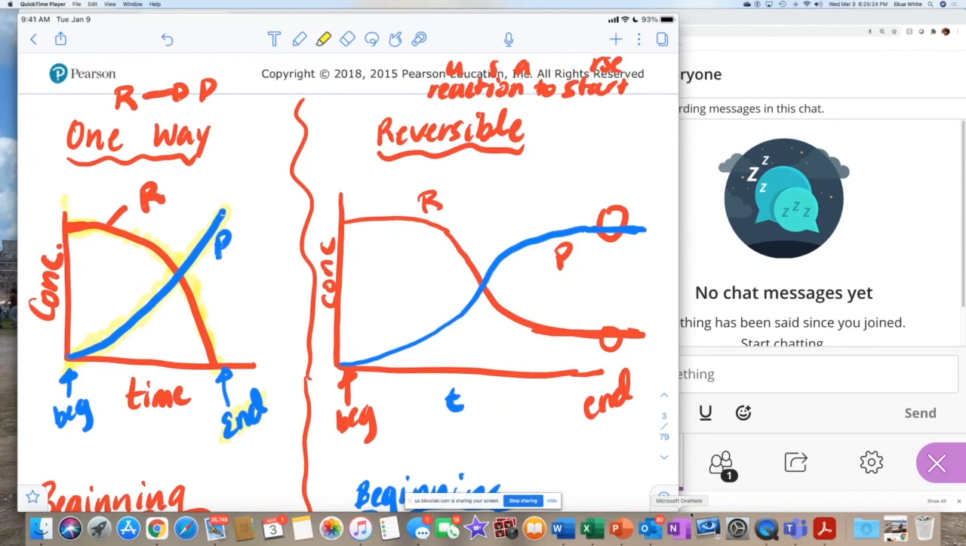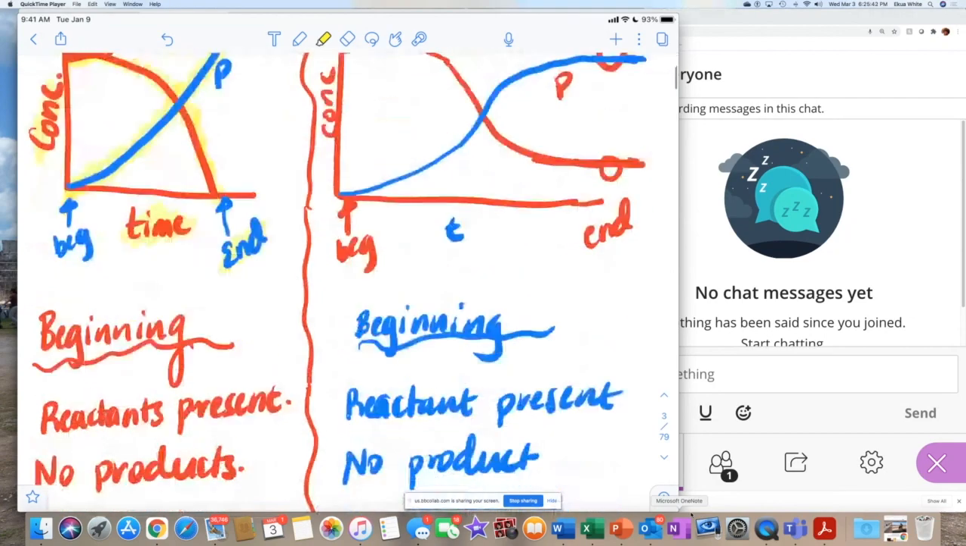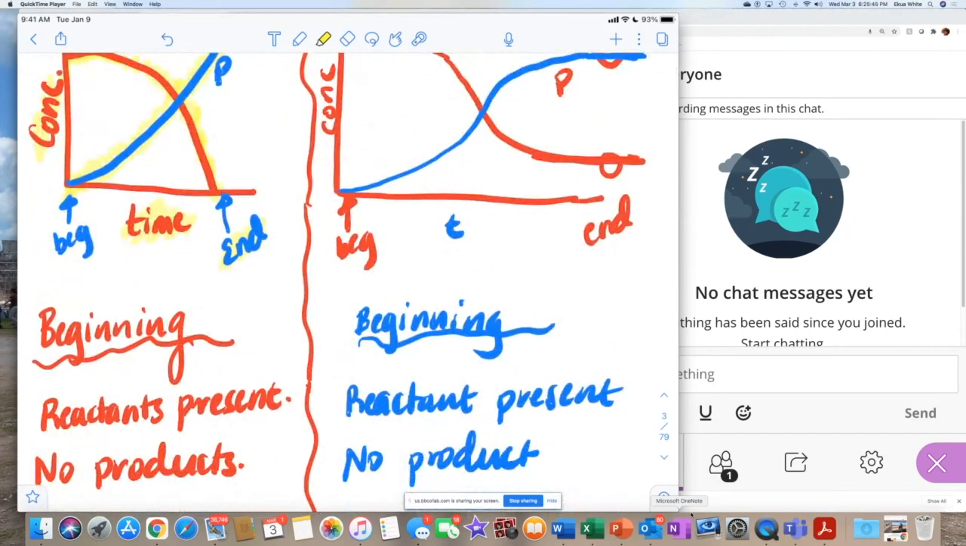Remember, this graph shows you concentration on the y-axis versus time on the x-axis. It shows how the reactants and the products change in concentration with time when you have a one-way reaction, where only the reactants can react to form products. Okay, so let's examine this transformation at the beginning and the end.